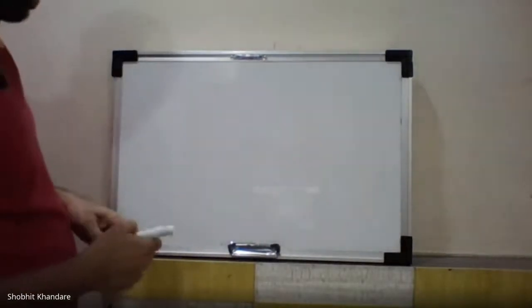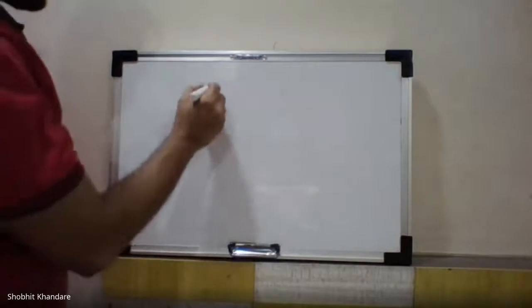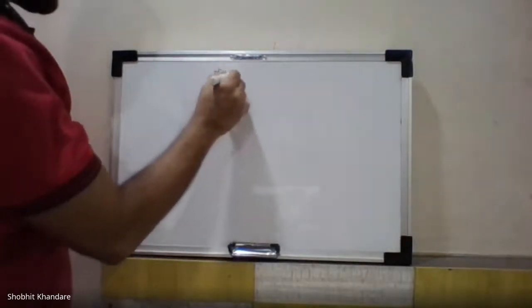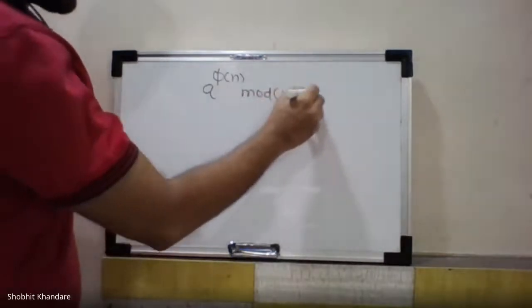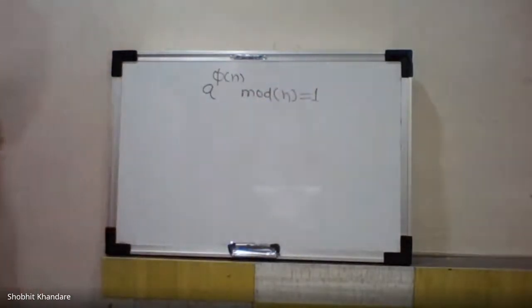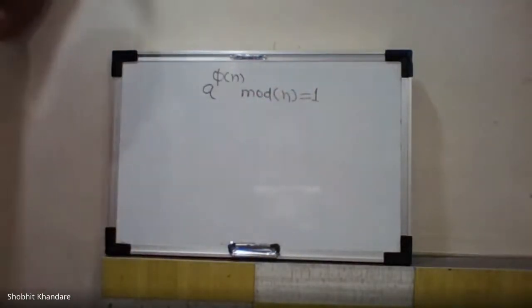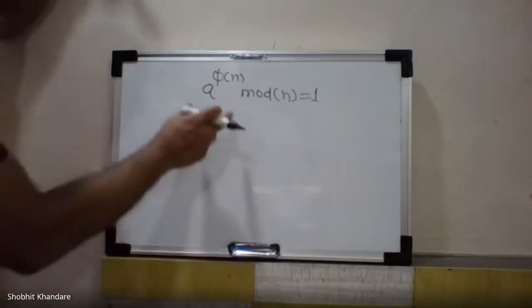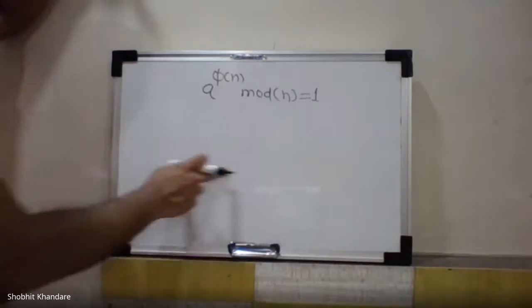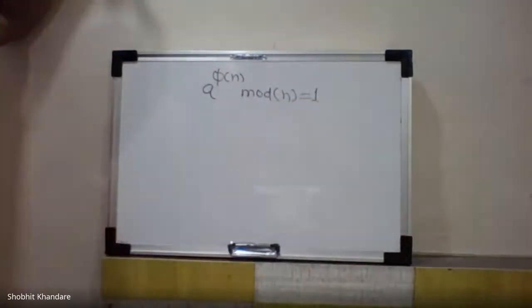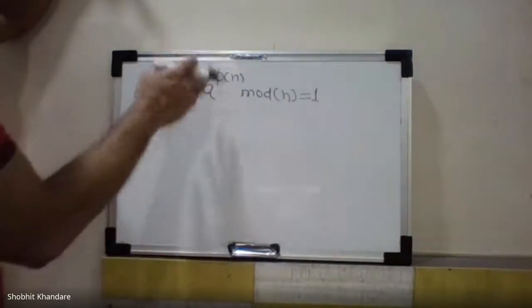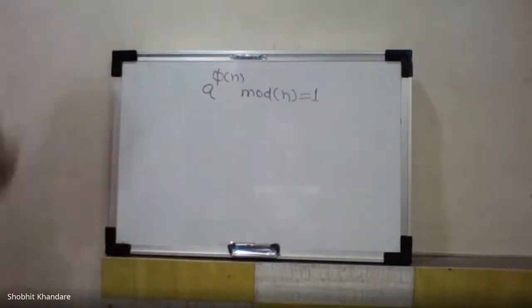And thus we get a to the power of phi of n mod n is equal to 1. So if you multiply both left and right with mod n, you will have a to the power of phi of n mod n is equal to 1. That is Euler's theorem.